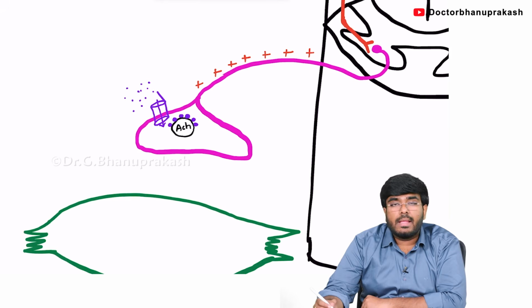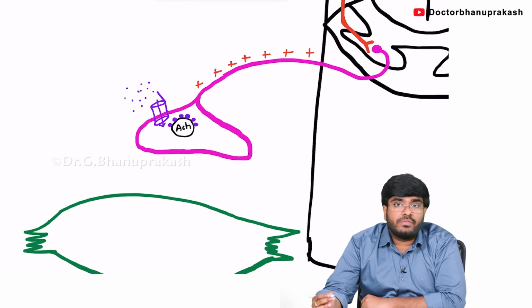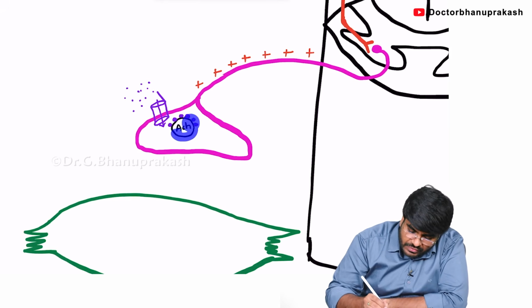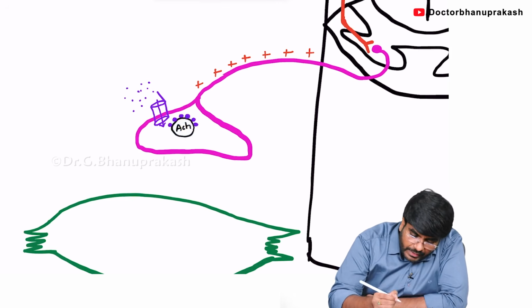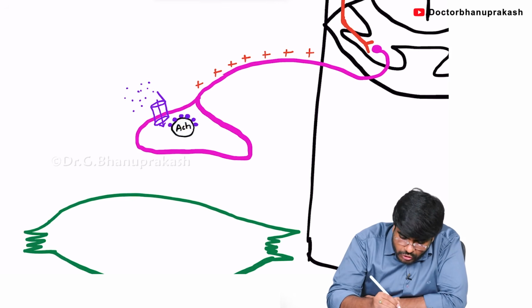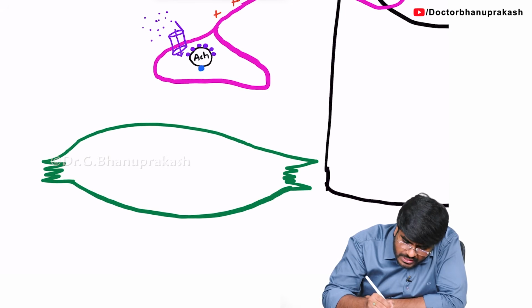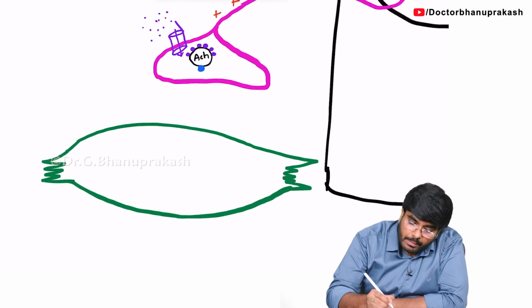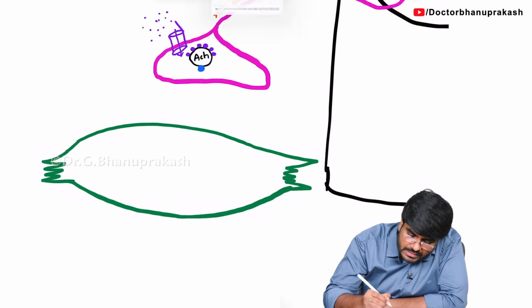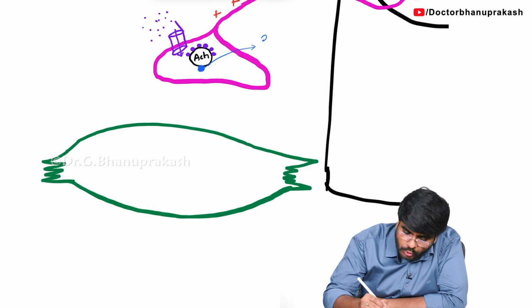Now, what will happen? Let me tell you a few more important points which you should know for the exam. See this vesicle, it has a protein which I haven't shown here. Now I am showing. On this vesicle, there is one more protein which I am showing here in the blue color. What is the name of this protein? The name of this protein is, let me write here, synaptobrevin.